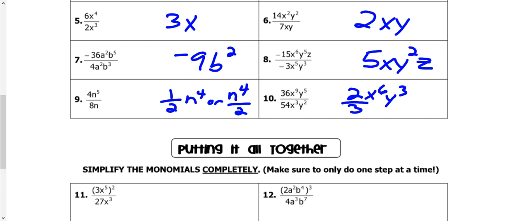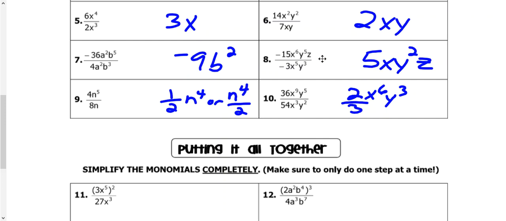The key thing to remember is with the numbers in front, the coefficients, we still apply the proper division rule. So 6 divided by 2 would give us that 3. And then we apply the x to the 4th, x to the 3rd is x to the 1st when we subtract the exponents. Same thing, number 6, 14 divided by 7 is 2. And then follow the rules for x and y. Same thing with number 7, negative 36 divided by 4 is a negative 9. Number 8, negative divided by negative is giving us positive.